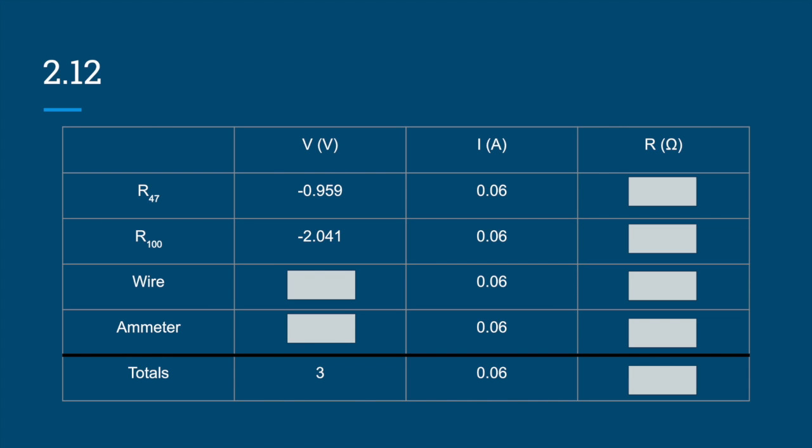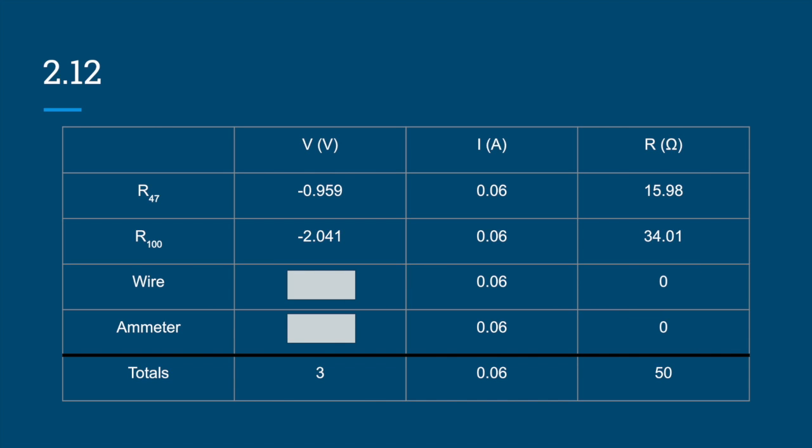The first thing we can do is look at the total voltage, which is 3, and we know the total current, so we can then calculate the total resistance of the circuit, which is 50 ohms. From there, we can head up to either resistor and determine the resistance for each of those. We know that 15.98 and 34.01 is equivalent to 50, so the wire and ammeter both have to have resistance 0, which in turn means that the voltage across them is also 0.